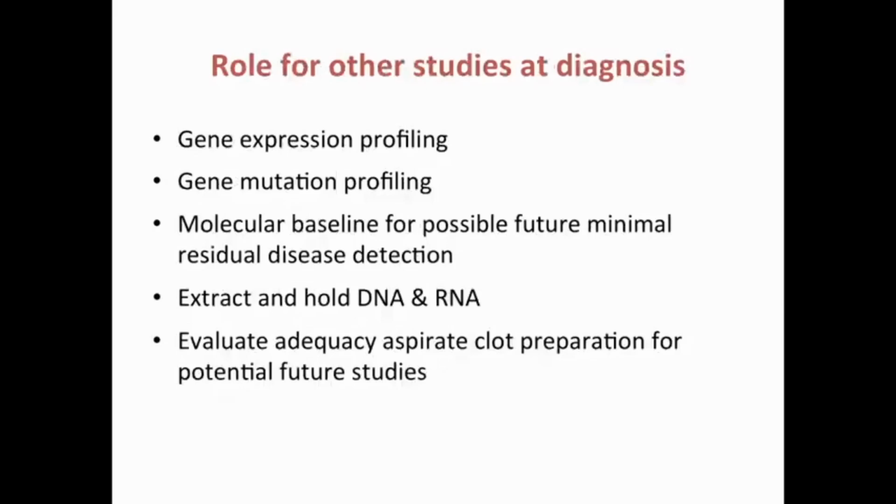In addition to flow cytometric and cytogenetic studies, there is an evolving role for gene mutation and expression studies to determine prognosis. Therefore, it might be prudent to extract and store DNA and RNA, or at least prepare an undecalcified aspirate clot or particle block for potential future studies.